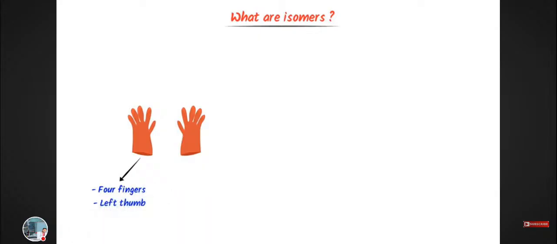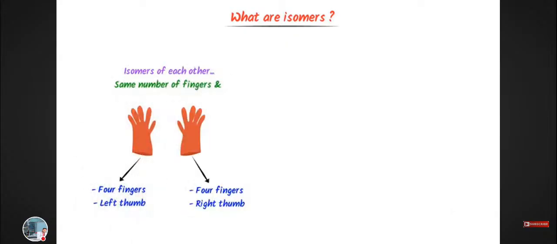Now, what are isomers? Well, I always teach this simple analogy. Consider these gloves. We know that this glove has four fingers and it has one left thumb, while this glove has also four fingers and it has one right thumb. I say both the gloves have four fingers and a thumb, but they have different arrangement. Now listen carefully. Gloves are isomers of each other because they have the same number of fingers and different arrangement.